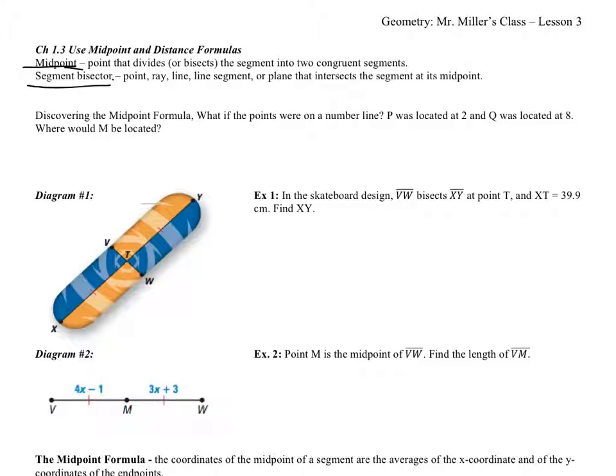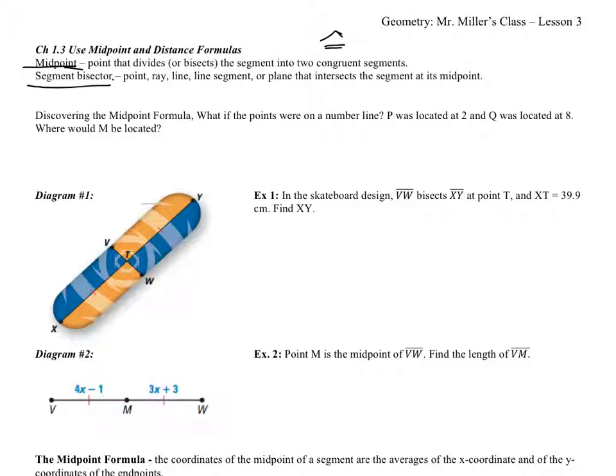And then the midpoint is a point that divides, or bisects, basically, the segment into two congruent segments. And remember our symbol for congruent we wrote here had an equal sign with a little tilde, a little squiggly on top, I mean. And it means the same. So two segments that are exactly the same.